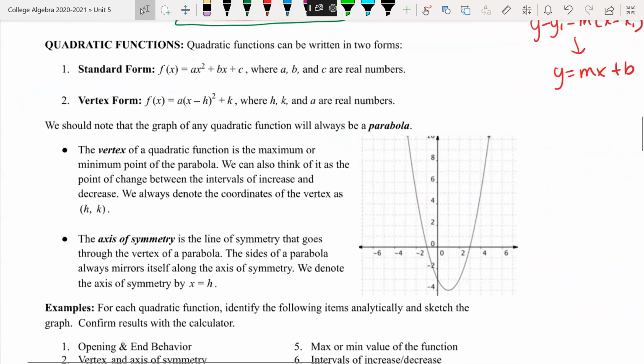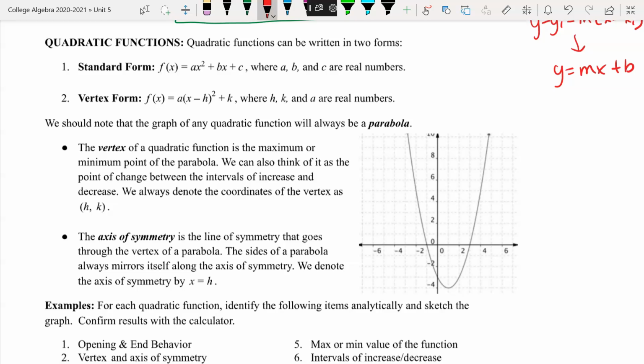So then we get into quadratic functions. So quadratic functions can be written in two forms. There's standard form and there's vertex form. So standard form is f of x equals ax squared plus bx plus c, where a, b, and c are real numbers. Vertex form is f of x equals a parentheses x minus h squared plus k, where h and k are real numbers.